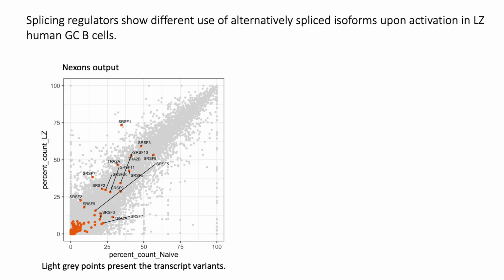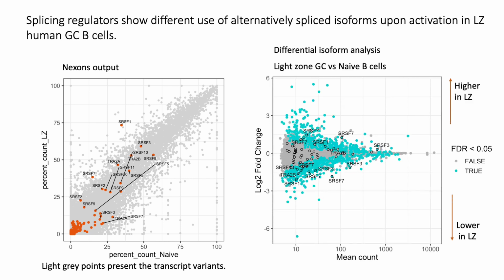Next, we further looked into the isoform use of SR family members among Nexons-identified transcripts. We indeed were able to see an alternative isoform use of SR family members between the light zone and naive populations. Next, we checked the significance of these differentially spliced isoforms using DRIMSeq, and indeed it was showing that SR family members are differentially spliced among these two B cell populations.